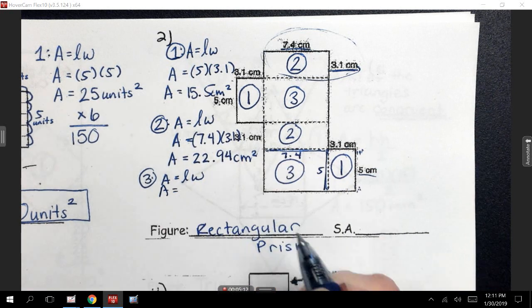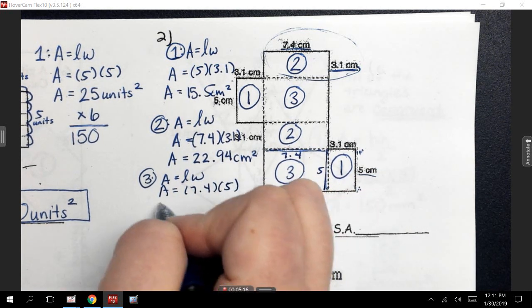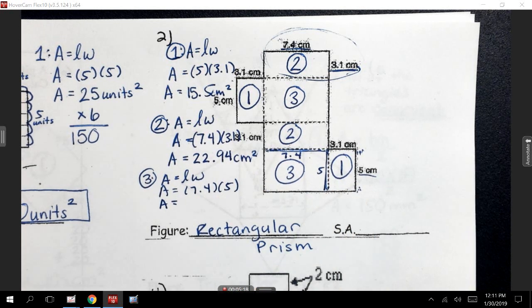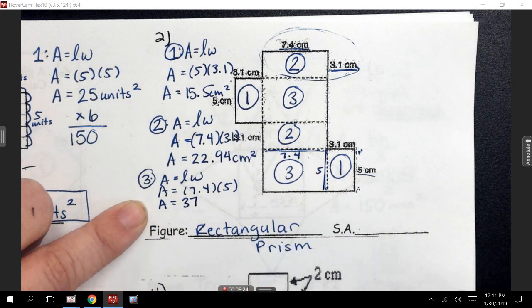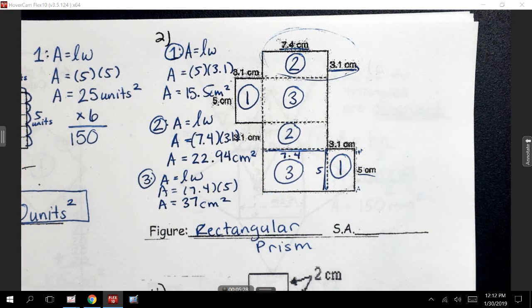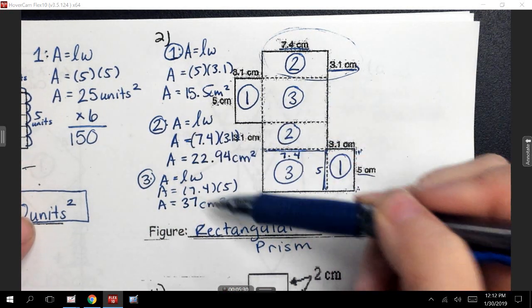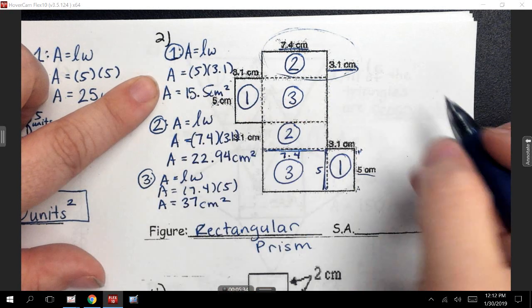So I can do area equals 7.4 times 5, or the other way around is fine. So area equals 7.4 times 5. Chris? Just 37 centimeters squared. All right, so now I have my 1 shape, my 2 shape, and my 3 shape. So now I need to add them all up. Starting with 1, 15.5.